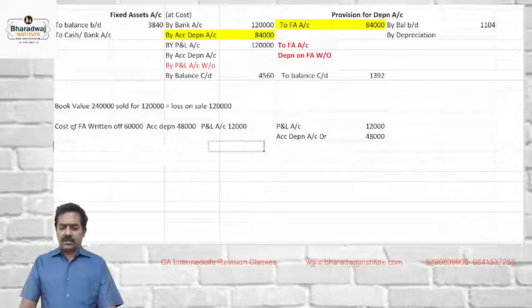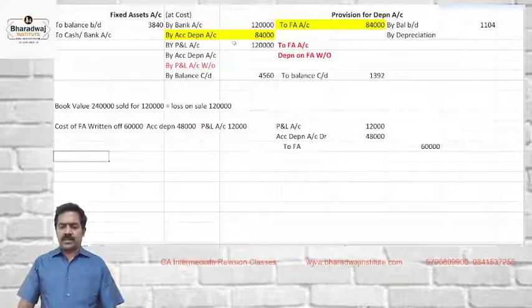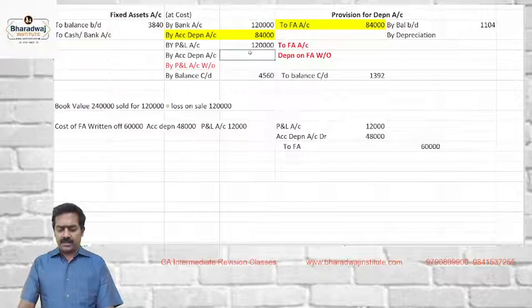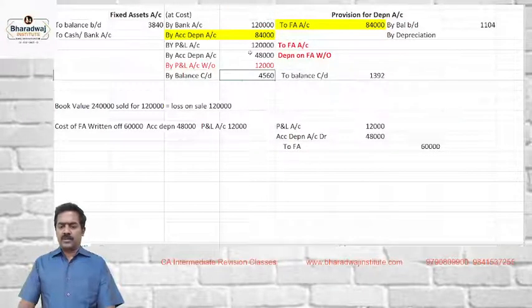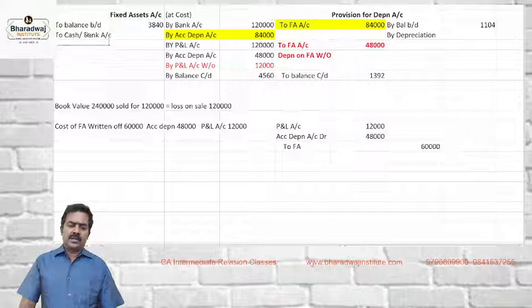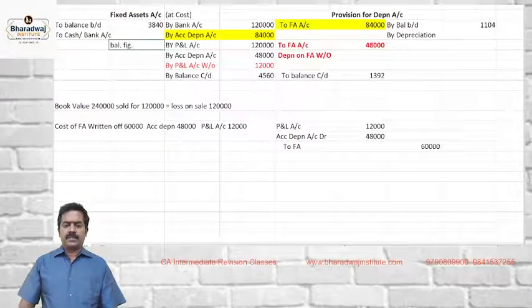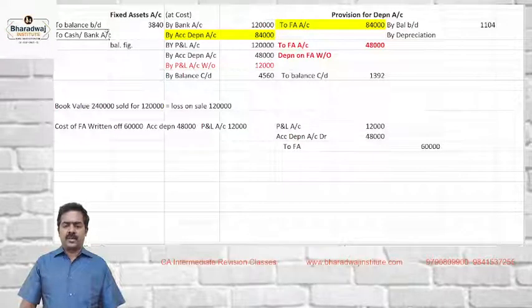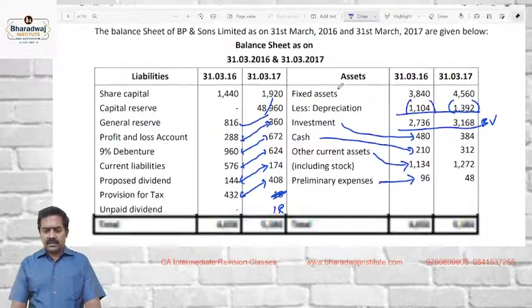48,000. To fixed asset, 60,000. Post this. By accumulated depreciation, how much? 48,000. We would write off how much? 12,000. Now tally this. You will get this as a balancing figure. Purchase of fixed assets, you will get it as what? Balancing figure.